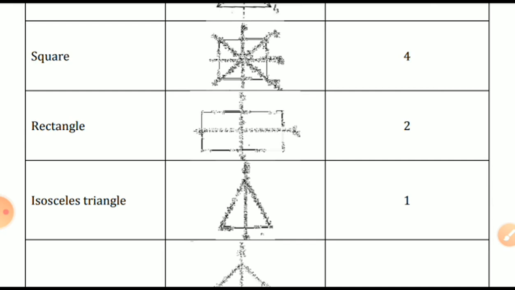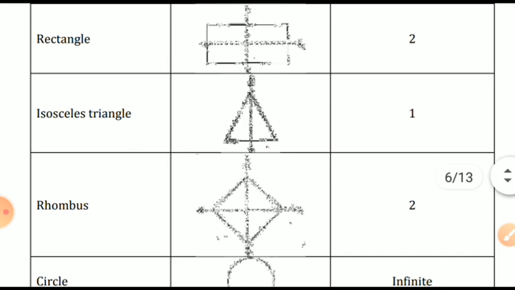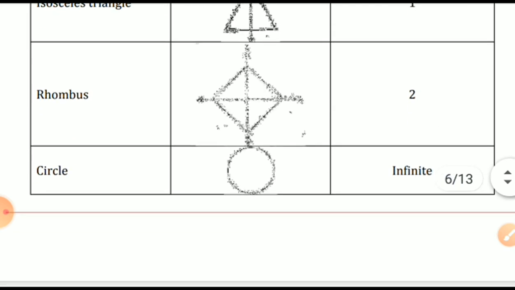In an isosceles triangle you will get only 1 line of symmetry. Then comes the rhombus. In a rhombus you get 2, vertical and horizontal. You cannot get 4. A square has 4; a rhombus has only 2.